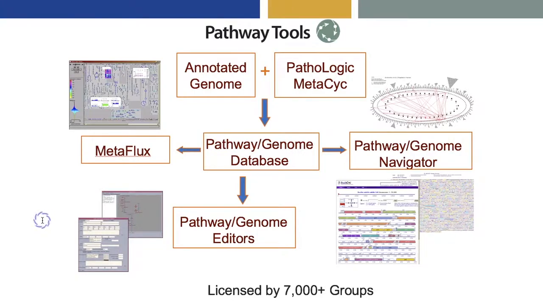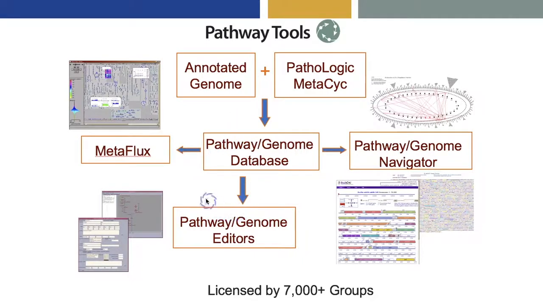And here's an overview of the capabilities within Pathway Tools. Overall, we can feed in an annotated genome as the central input to Pathway Tools, and its PathoLogic component will create a new pathway genome database that contains both the annotated genome and new information that Pathway Tools infers for that genome, such as the metabolic pathways of the organisms and operons for bacteria.